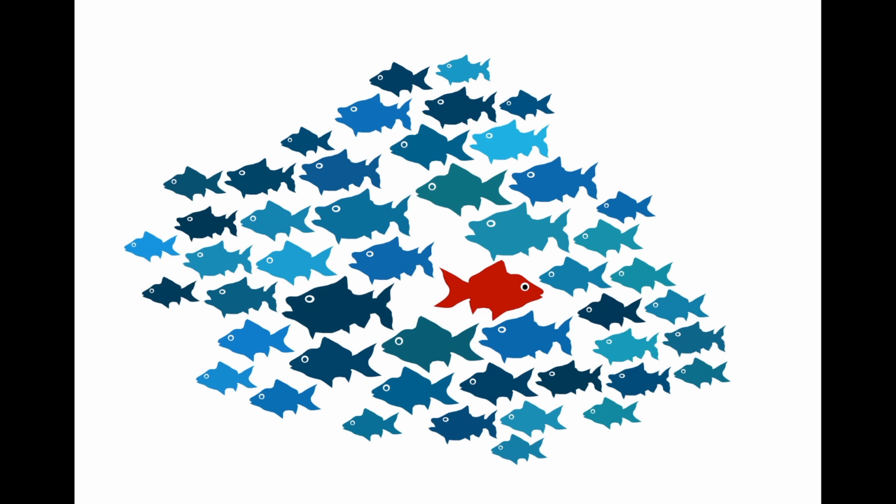For example, the size of the fish are different. The particular shade of blue is different from one fish to the next. The color might be different entirely, or the direction in which they're pointing.